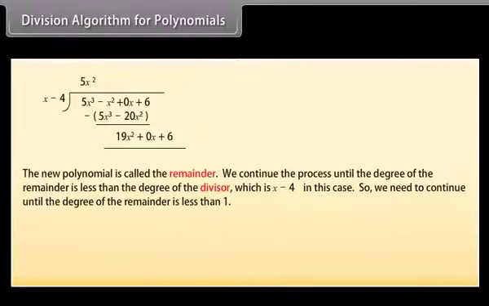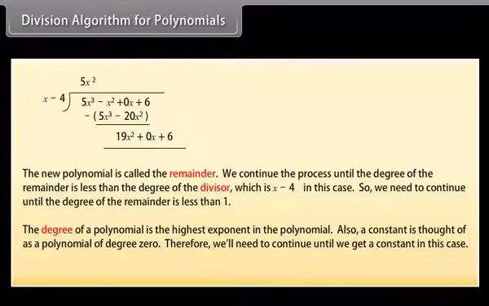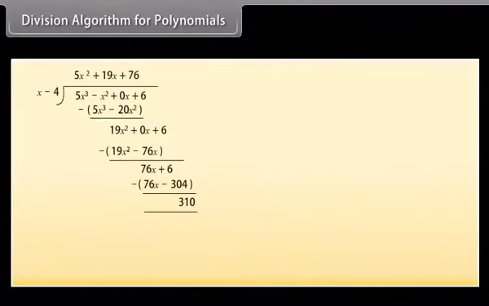We continue the process until the degree of the remainder is less than the degree of the divisor, which is x minus 4 in this case. So we need to continue until the degree of the remainder is less than 1. The degree of a polynomial is the highest exponent in the polynomial. Also, a constant is thought of as a polynomial of degree 0. Therefore, we will need to continue until we get a constant in this case. Here is the rest of the work for this example.